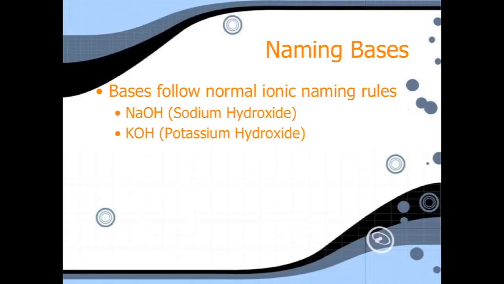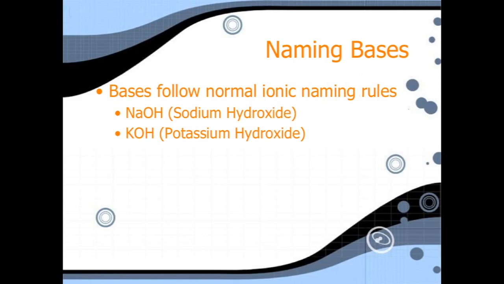Before we talk about naming bases, we need to describe what a base is. And a base is simply an ionic substance that has hydroxide, or the OH polyatomic ion, stuck on the end. And so if it's NaOH or KOH, like you see on the screen, those are simply bases. And there's no special thing for naming bases. Bases follow normal ionic naming rules.